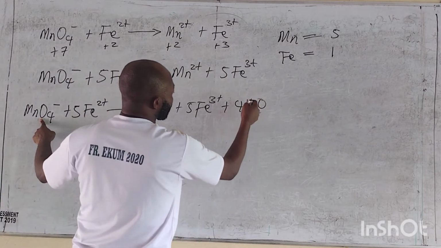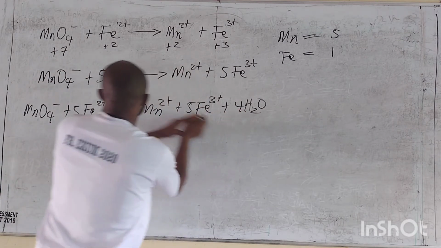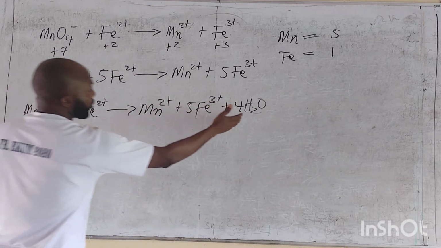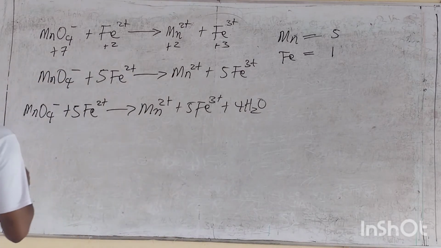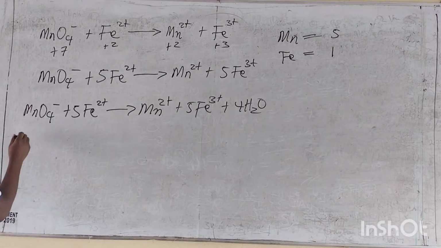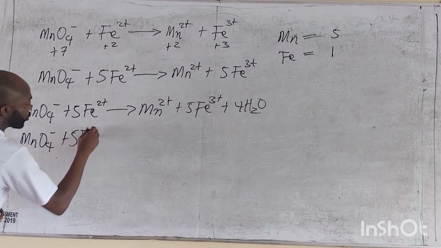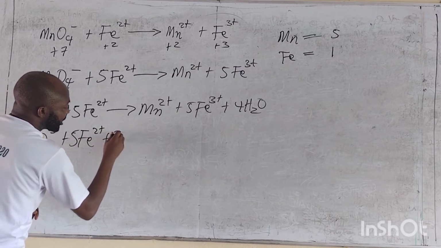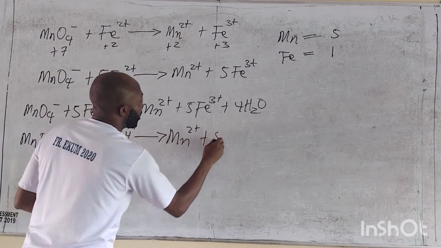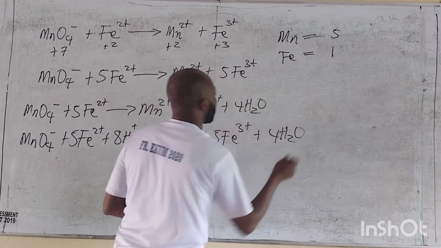But in the course of introducing our oxygen, we also introduce what? Hydrogen. So we have to balance hydrogen on the left hand side of the equation. We have 4 moles of water, so hydrogen is 8. So now I will add 8 hydrogen ions on the left hand side of the equation. So I have my MnO4 minus plus 5 Fe2+ plus 8 H+. This will give us Mn2+ plus 5 Fe3+ plus 4 H2O.